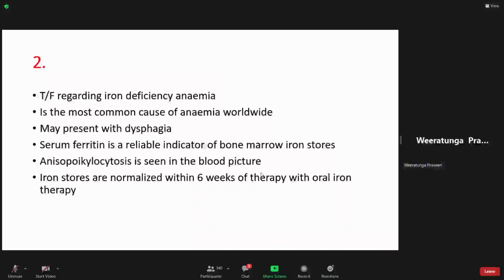Serum ferritin is a reliable indicator of bone marrow iron stores. Now, MCQ in retrospect, serum ferritin is not the best indicator of bone marrow iron stores, right? It's not the best, but you can take it as reliable, because remember serum ferritin levels can be altered by inflammation. So the MCQ is ambiguous.